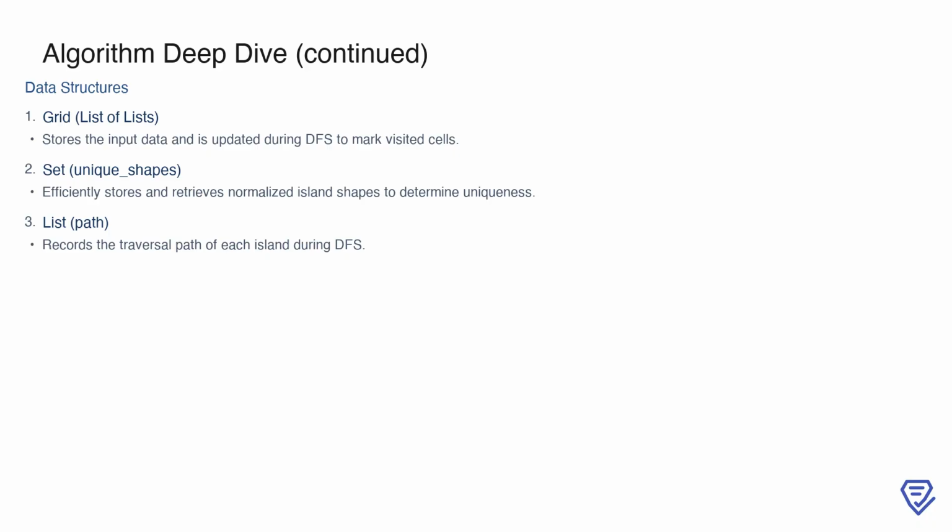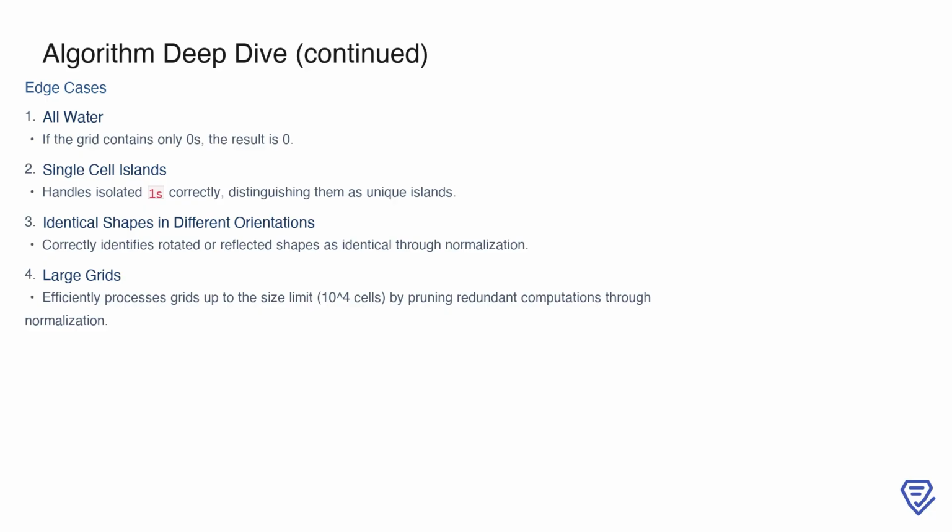Finally, the path list is crucial during DFS. It records the sequence of movements as the algorithm traverses each island, capturing its shape in a way that can later be normalized. Together, these data structures allow the algorithm to process the grid systematically and identify distinct islands with minimal overhead. Several edge cases must be considered to ensure the robustness of the solution.